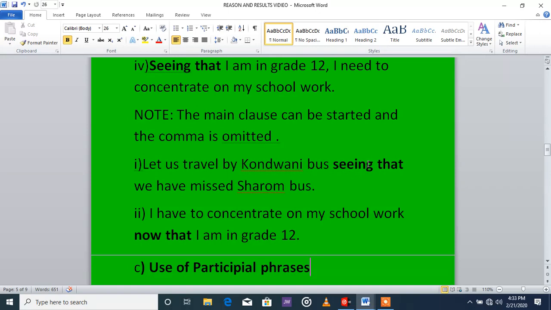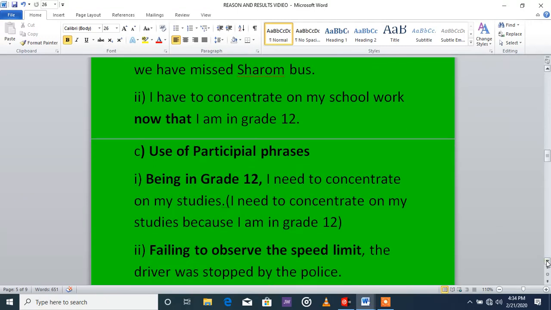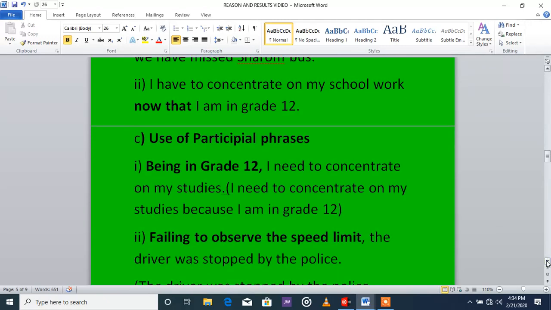Then the other example is: I have to concentrate on my schoolwork now that I am in grade 12. So you are able to see that where there was a comma, we have started with the main clause and then come to the subordinate clause. And where there was a comma, we have "now that" to join the two sentences. I hope that gives you more idea on how we use the reason and result.